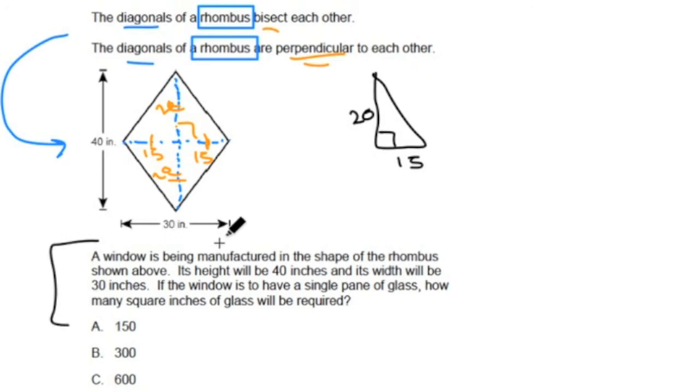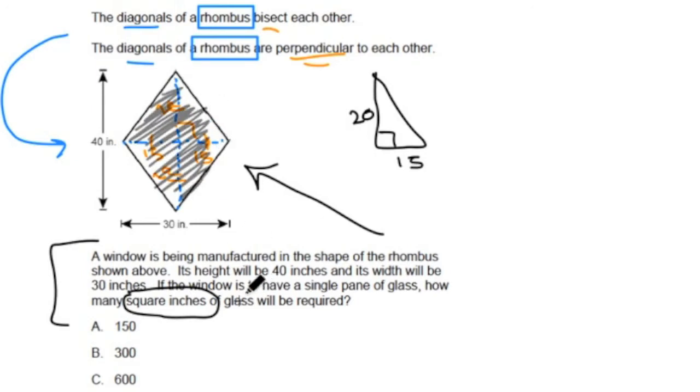It says a window is being manufactured in the shape of a rhombus, shown above, and its height will be 40 inches and its width will be 30 inches, just like the one above. If the window is to have a single pane of glass, how many square inches of glass will there be? So what that's saying is this whole thing is going to be one slab of glass. Is that right? One single pane of glass. And then it says how many square inches. Now usually when we're talking about units squared, we're talking about the area. So this problem here, it wants us to find the area of this whole rhombus.